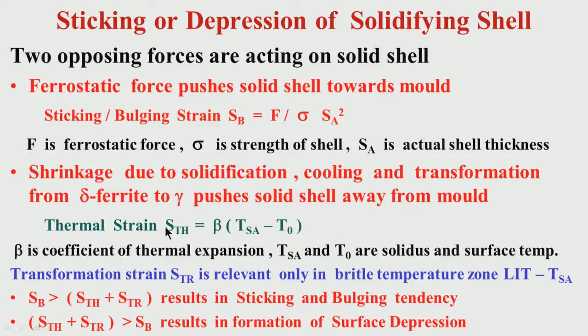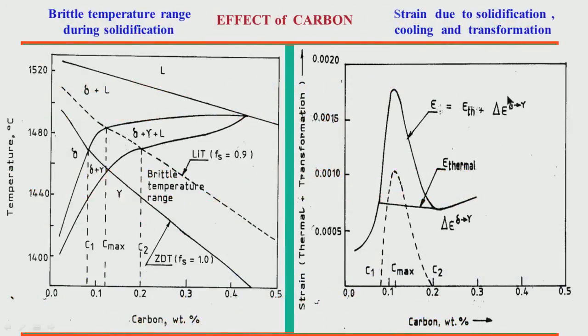So, this can be calculated. Thermal strain can be calculated, basically from the coefficient of thermal expansion and the temperature difference between the solidus and the surface temperature, and the solidification strain also can be calculated, from how much solidification temperature difference there is. And as I told in the last transparency, this delta to gamma transformation strain also can be calculated. From the density difference between delta and gamma, we can calculate the shrinkage due to delta to gamma transformation. So, this strain also can be calculated.